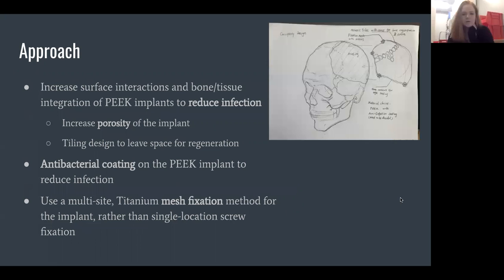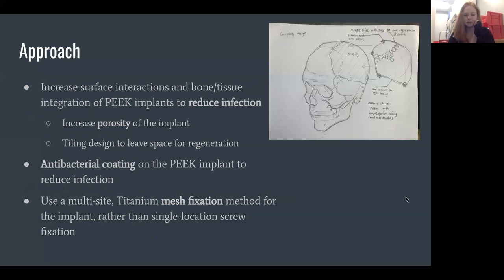So our new approach focuses on creating a material and surgical strategy that will help reduce the risk of infection from cranioplasty. One major problem with the current approach is the lack of bone ingrowth promotion at the site of the implant. And our goal is to increase surface interactions of the material to provide greater support for tissue adhesion and for development of new bone growth at the implant site.